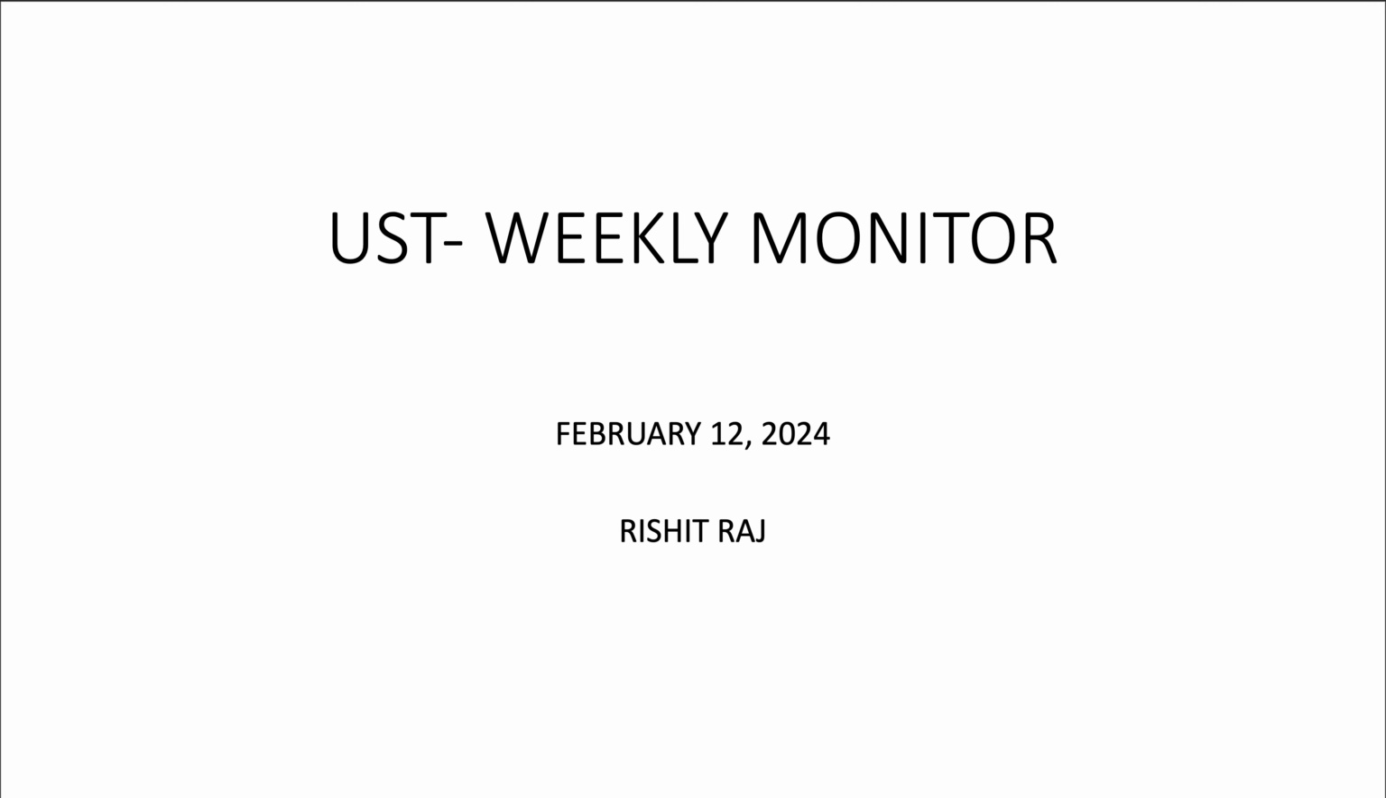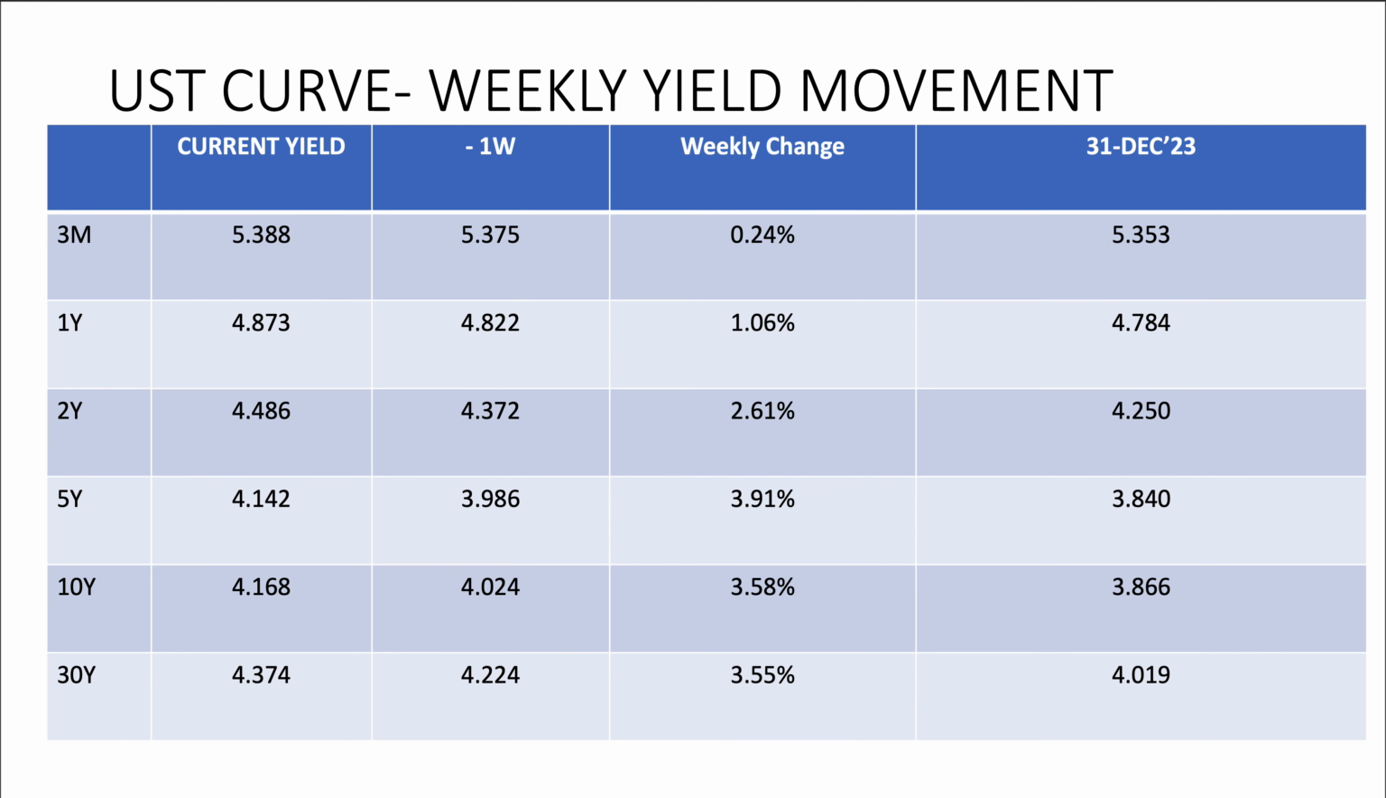Today is the 12th of February 2024 and I'm going to be going over the US Treasury Weekly Monitor. If we go to this next slide, we can see that for the 3 months the current yield is 5.388% and the weekly change from last week is positive 0.24%. Then from 31st December 23 it was 5.353.